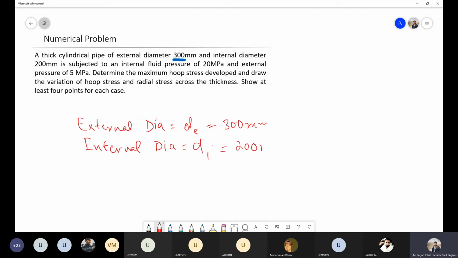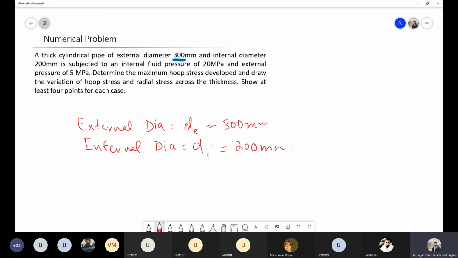And the internal diameter is 200 millimeter. Now, in the case of thin cylinders, usually we would be provided with only the internal fluid pressure. But as we did our derivation, I explained to you at that point as well that there are two kinds of pressures which can occur on this thick cylinder. One can be from external forces and the other from internal forces.